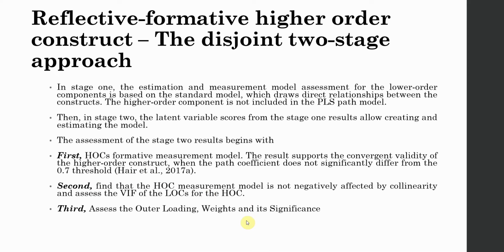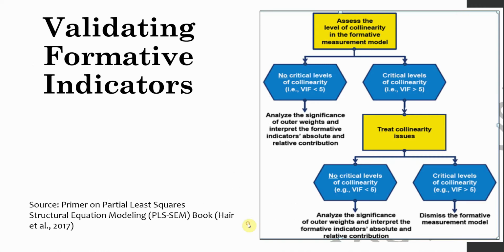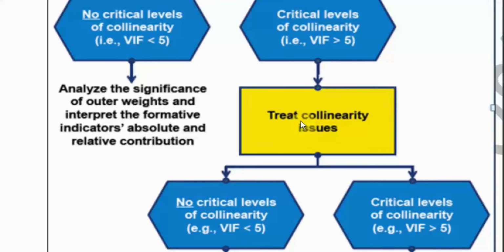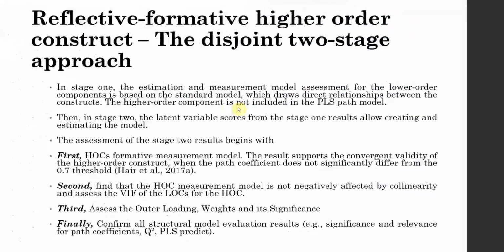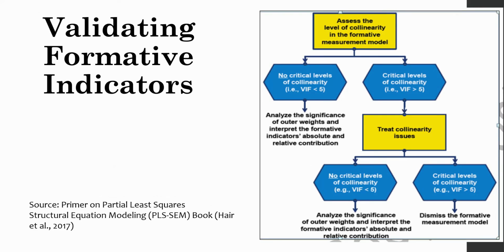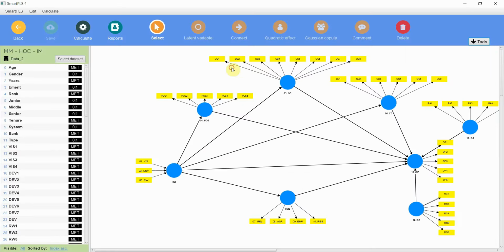Now the next step is we are going to look at the VIF values. Second, find that the higher order construct measurement model is not negatively affected by collinearity and assess the VIF values of the LOCs for the HOCs. So validating formative indicators, again we have to look at the VIF values for the higher order construct. That is, find that the HOC measurement model is not affected by collinearity and assess the VIF of the LOCs. So where are the VIF of the LOCs? And they should be less than 5.